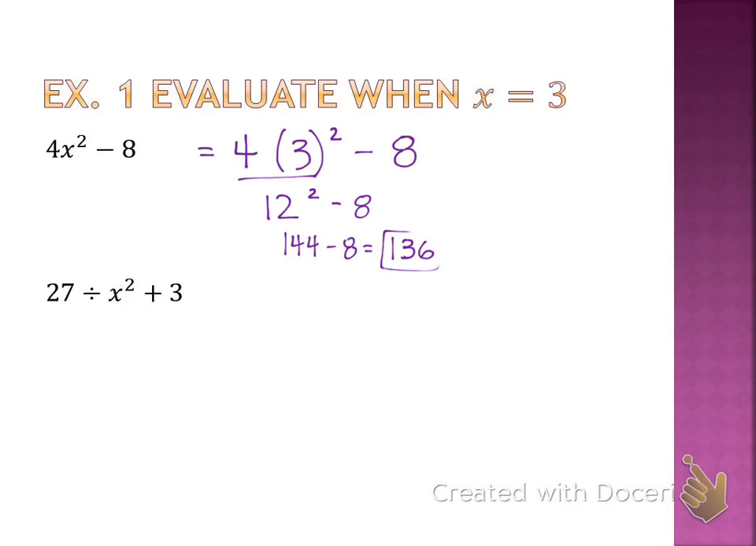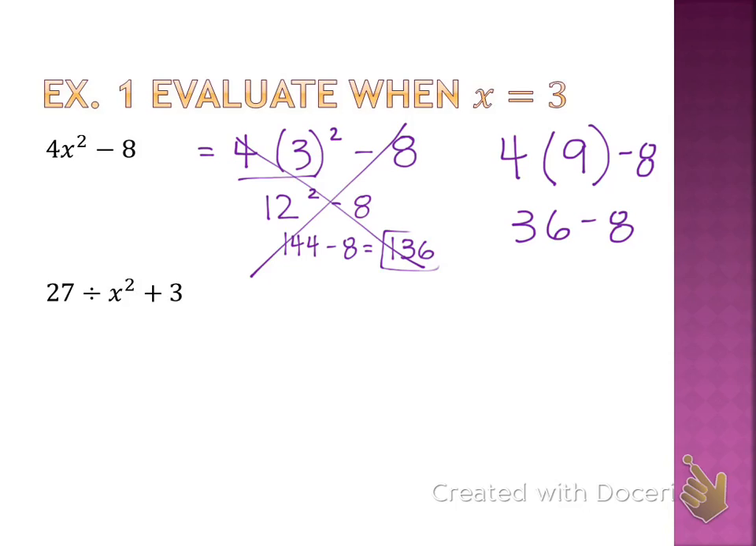The reason where I went wrong was right up here. Is this considered parentheses? Is there anything inside of those parentheses for me to do? No. So we skip parentheses and we go straight to exponents. So I'm going to draw an X through here. So we're going to do 4 times, what is 3 squared? 9 minus 8. So now I do multiplication. 4 times 9 is 36. Minus 8 is 28.